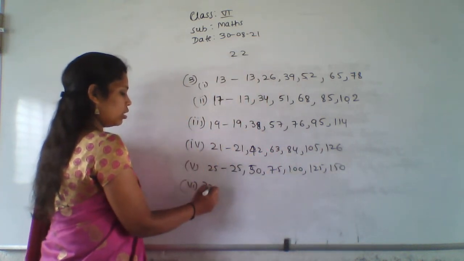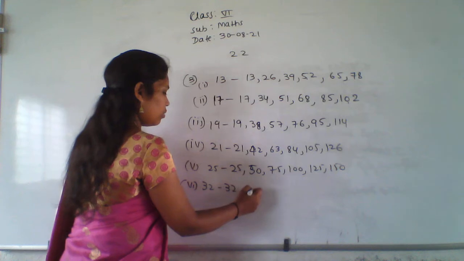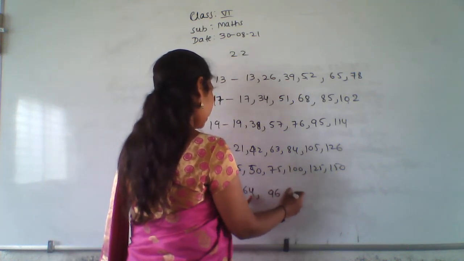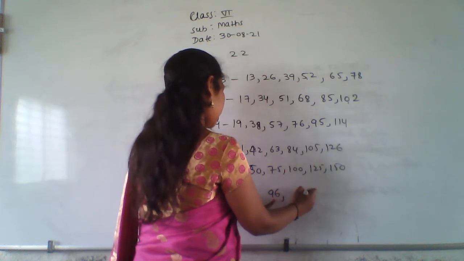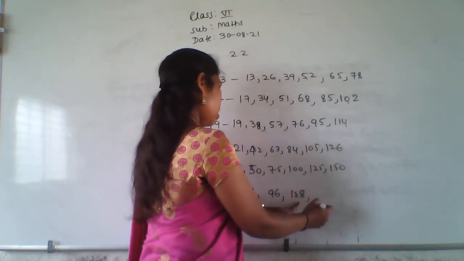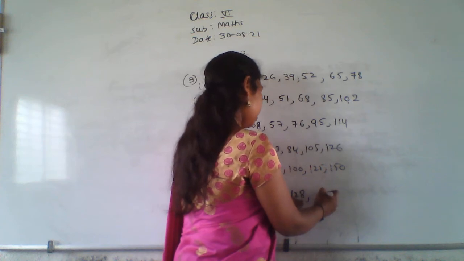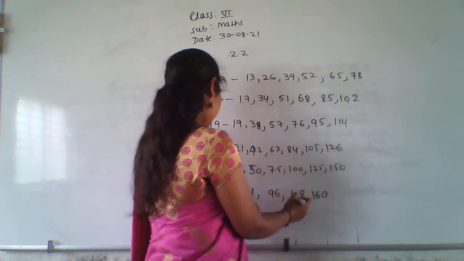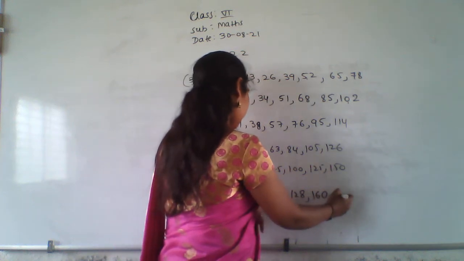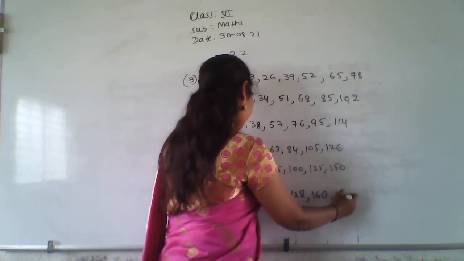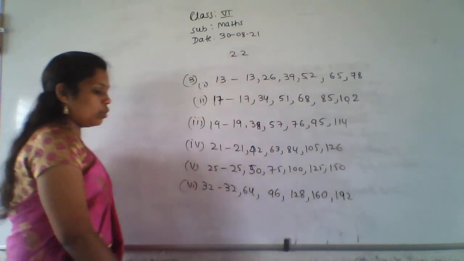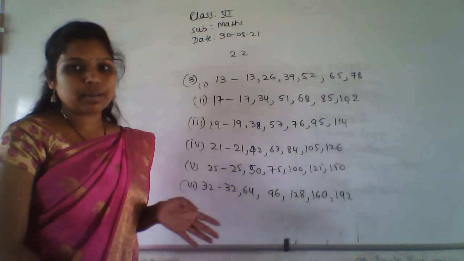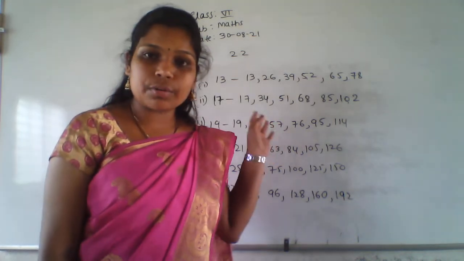One is 32, 64, 96, again 32 eights are 128, again 32 and so on, up to 192. Okay, so these are the multiples. Multiples is nothing but a table only. Okay, start with 1 and up to 6 you have to write.